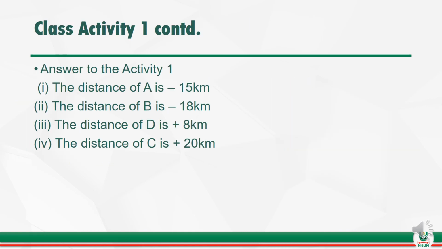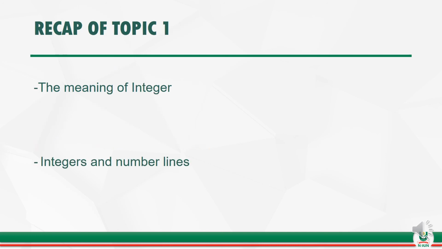Answer to activity number 1. You can see that the distance of A, as I've told you, when it's moving towards the west side is negative. So that is why 50 kilometers is minus. And that is why the second one is a minus 18. But when it's moving to the east side, that is positive. And that is why we have a +8 and a +20.